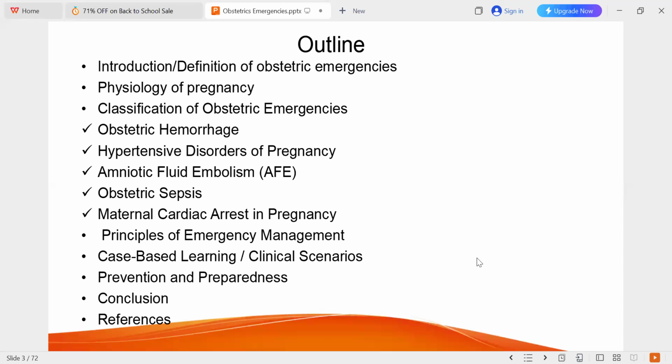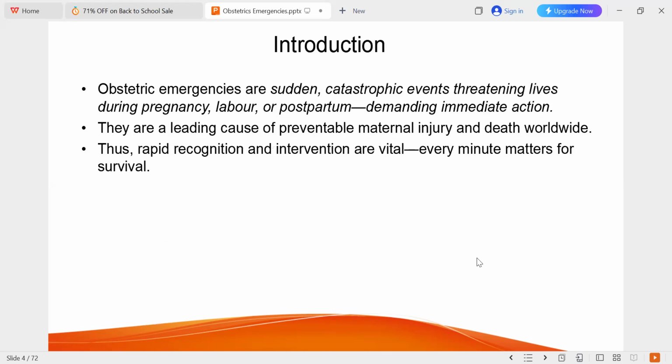We'll try to define, we'll remind ourselves about the physiology of pregnancy, or the physiological changes as well as pregnancies. We'll look at the classification of obstetric emergencies and see how we can deal with each and every one of them. Principles of management, then our case-based learning and clinical scenarios. At the beginning will be there and we will conclude.